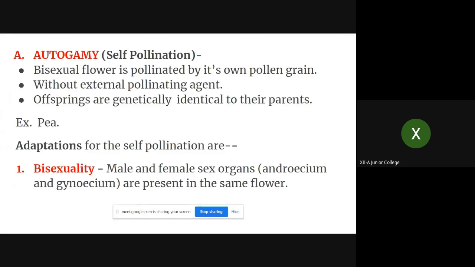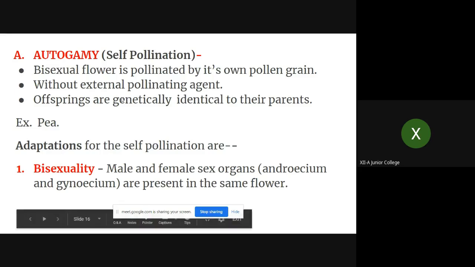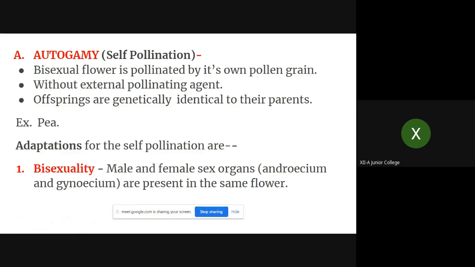Now, one more thing is required for self-pollination, that pollinating agents are must. Sorry, not must, they are not required. So these external pollinating agents are not required, because the pollination is taking place within the same flower. As the same flower contains both the sex organs, androecium and gynoecium, there is no need to have any external pollinating agent. That is a very important thing.